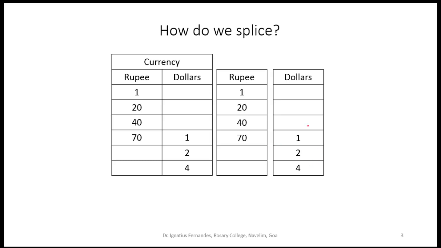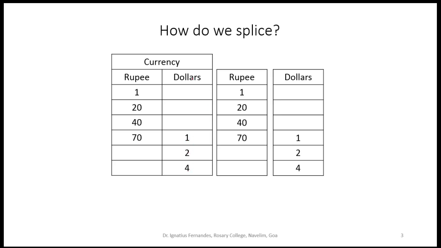Let us say I have two currencies that I'm dealing with. I have rupees and dollars, and let us say I have 1 rupee with me, 20 rupees, 40 rupees and 70 rupees. And assume that 70 rupees is the same as $1, so if I change it to dollars, I have $1, $2 and $4.